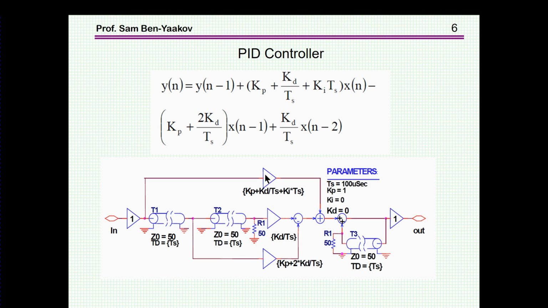This is the whole thing here. So this is summing up this portion here with this portion here, and we got the output. Okay, so this is a way to get an average circuit that represents the PID, the digital PID, with the delays which are built by the delay lines.